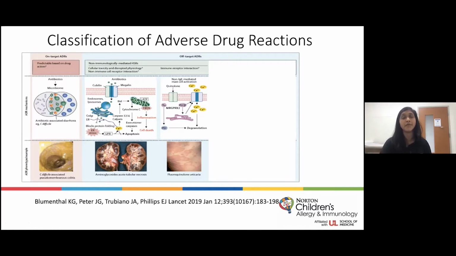You may be familiar with vancomycin, the red man syndrome caused by vancomycin, and radio contrast media, the allergic reactions caused by radio contrast media. Those kinds of reactions take place because of the drug interacting with this receptor. It basically causes mast cell degranulation and mimics allergic reactions independent of IgE.